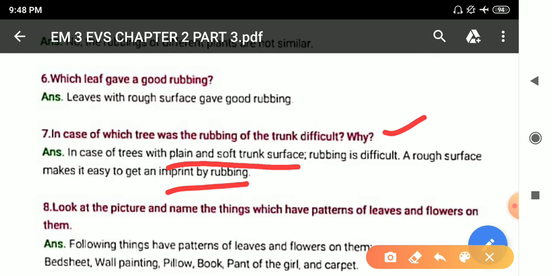Imprint, we can say it in Hindi as, like if we want to get our hand's imprint, what we used to do, we soak our hand in colored water and we put it on the wall. That is the imprint. So on the rough surface we get good imprints.